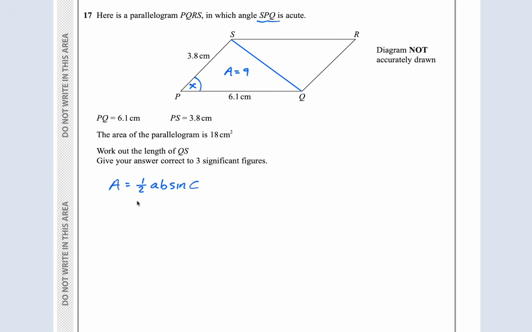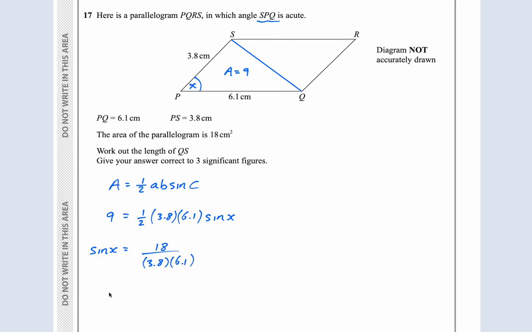So the area is 9. Remember, I halved the 18, and I'm left with a half times A, which is 3.8, times B, which is 6.1, times sine X. So here's my formula. I can multiply across by 9 and divide by this. So sine X equals, I'm going to swap things around, 2 times 9 is 18, 18 over 3.8 times 6.1.